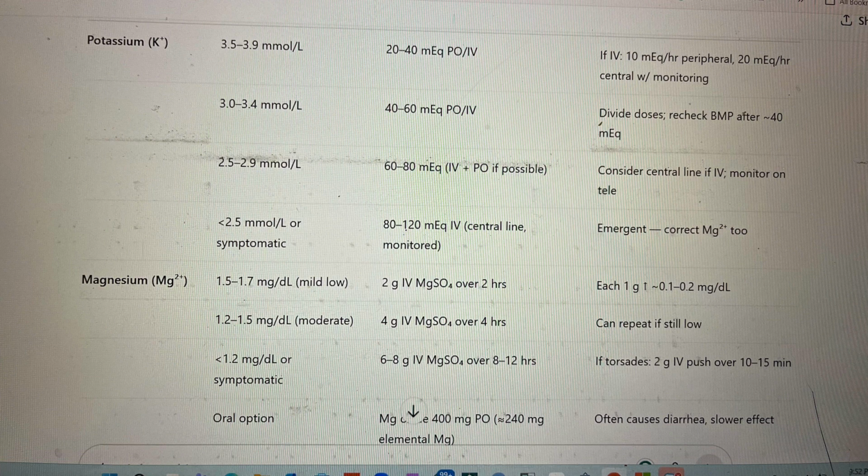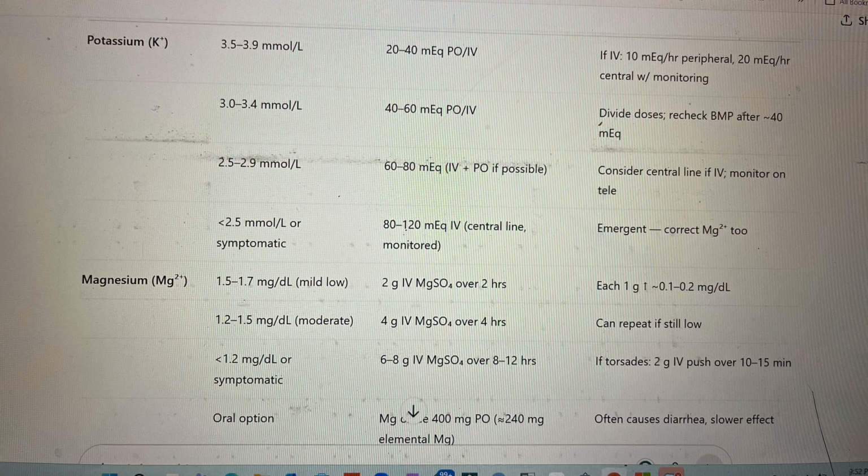We divide hypomagnesemia into 3 categories: mild, moderate, or severe. So normal is about 2, mild is from 1.5 to 1.7, moderate is between 1.2 and 1.5, and severe is less than 1.2 or symptomatic.